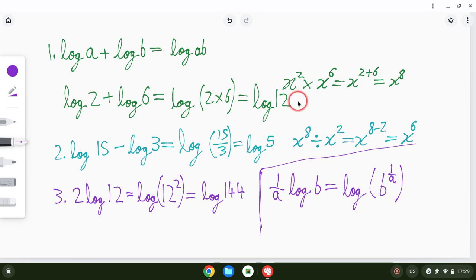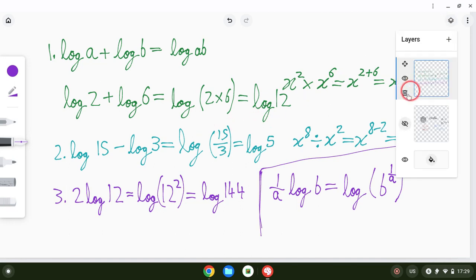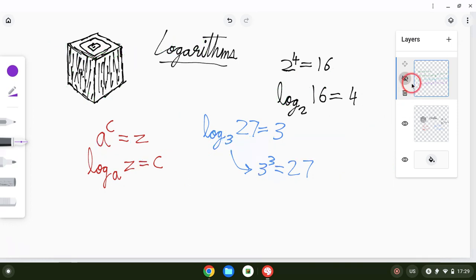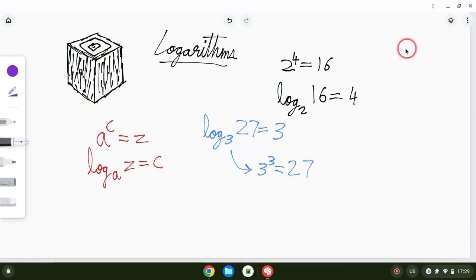These are the 3 basic rules that you need to know, and this is part 1 of logarithms. The reason I'm saying this is because I'll be making 2 more videos on logarithms just to get the hang of it, because these are a bit tricky to get your hands onto, but these are really useful.